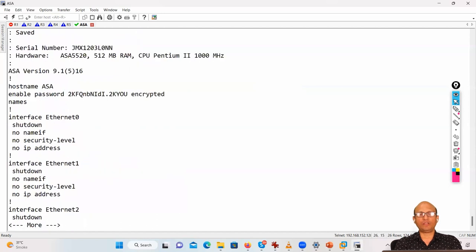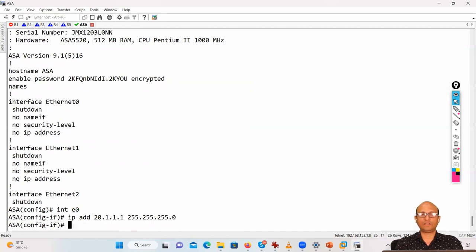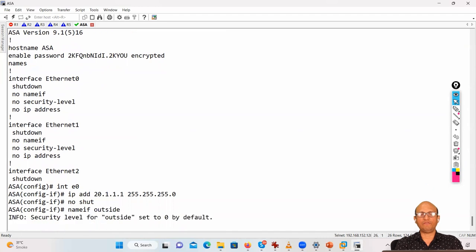So let's configure the interfaces now as a basic configuration. Interface E0, IP address 20.1.1.1, 255.255.255.0. Always give the subnet mask. Say no shut, otherwise it is administratively shut down. Nameif outside. When I give nameif outside, the security level is by default 0.